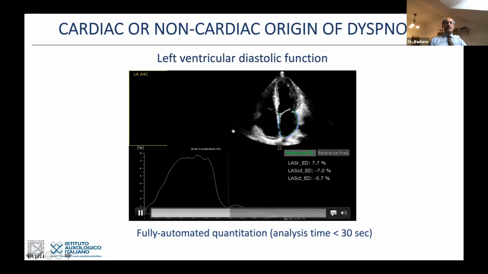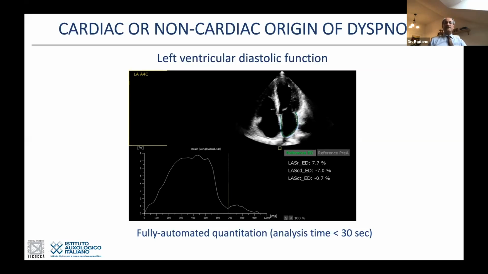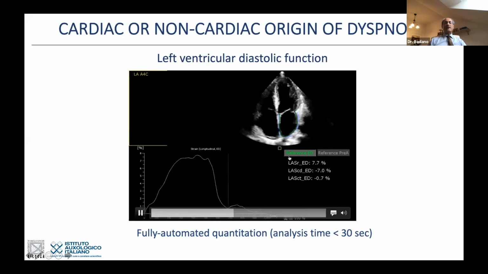So we have selected the 4-chamber view, and here we have the possibility to choose having as a reference the R wave of the ECG, or having as the reference the P wave on the ECG, as recommended by the standardization document issued jointly by the European Association of Cardiovascular Imaging and the American Society of Echocardiography. We used just the 4-chamber view and the R wave as a reference, and then the software provides results immediately in less than 30 seconds. This is very quick and very reliable, I have to say.